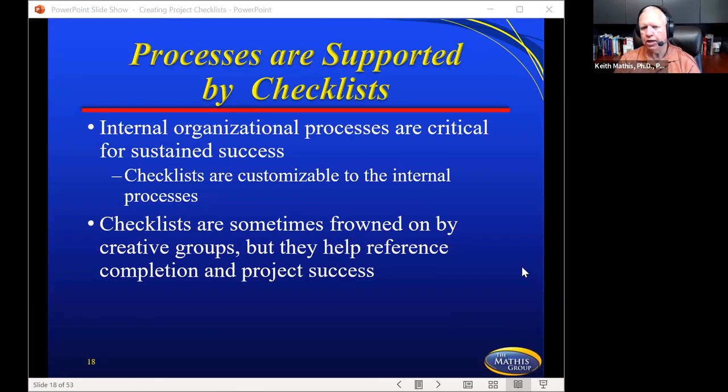Processes are supported by checklists. How do we have to do it to jump through the hoops in our organization? Internal organizational processes are critical for sustained success. Checklists are customizable to the internal processes.